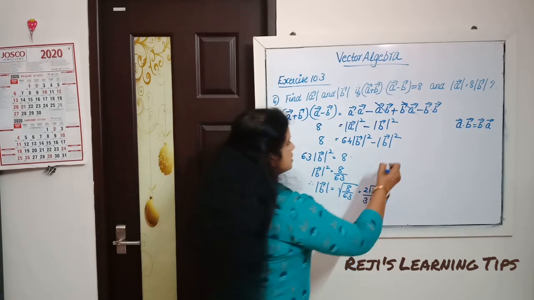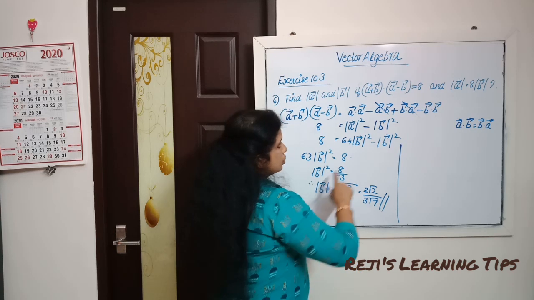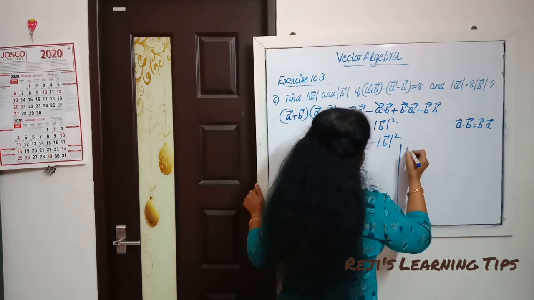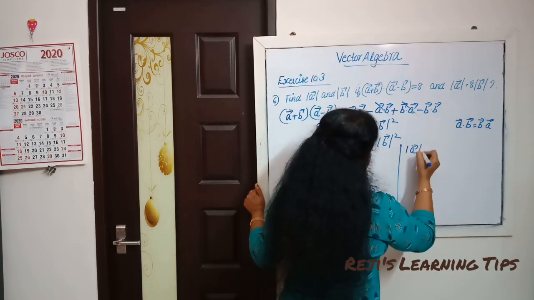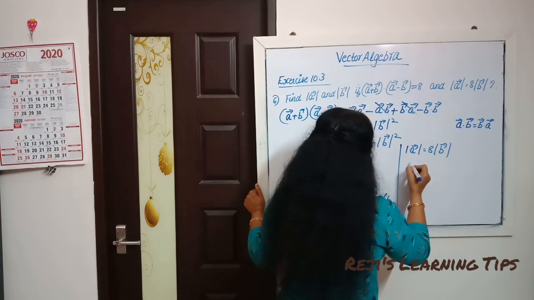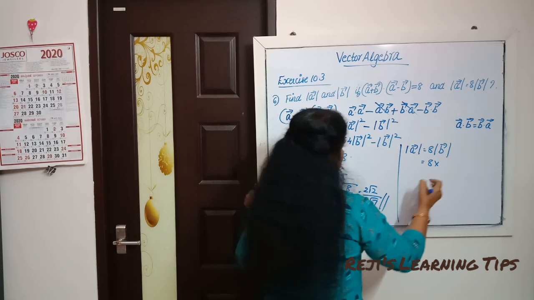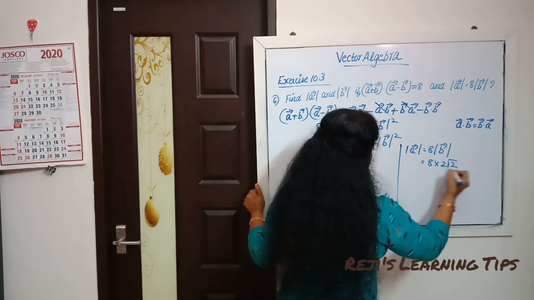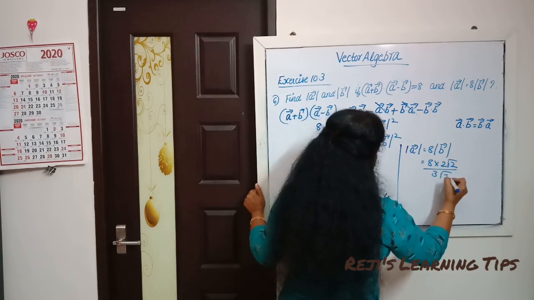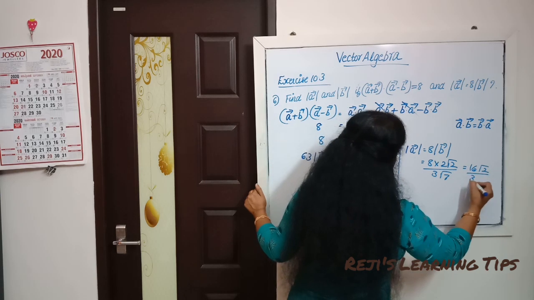Then we should find the magnitude of vector A. For that we substitute: magnitude of vector A is equal to 8 times the magnitude of vector B, that is 8 times 2 root 2 divided by 3 root 7, which is equal to 16 root 2 divided by 3 root 7.